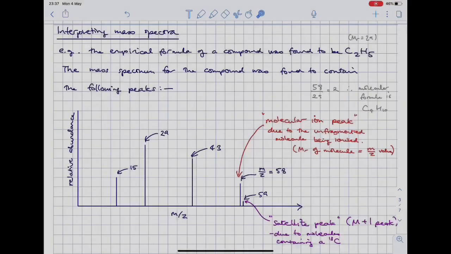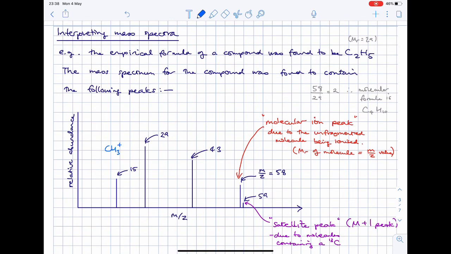Looking back at the original mass spectrum, we can see that there are three prominent fragment peaks. I haven't drawn in, by the way, other fragment peaks which will appear. We don't normally interpret every single fragment peak, only the ones that are prominent or labelled in the exam. In this case, the fragment with M over Z value of 15 is likely to be a CH3 fragment. We must write the charge of the fragment ion in the exam, otherwise you won't get the marks.